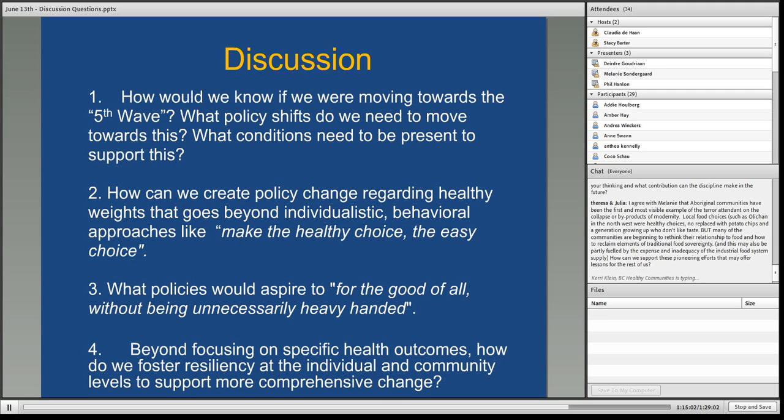I think two things. One, it's first starting with valuing, and I know that sounds really simplistic, but valuing the stories and the experience of those who are most affected.